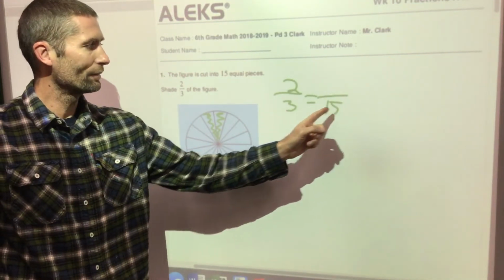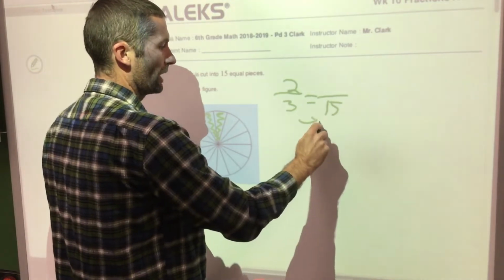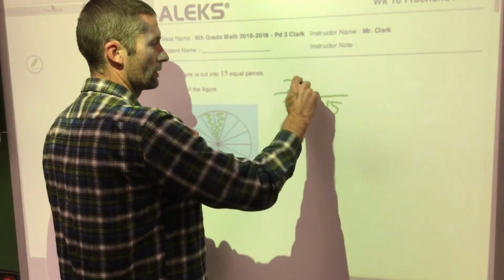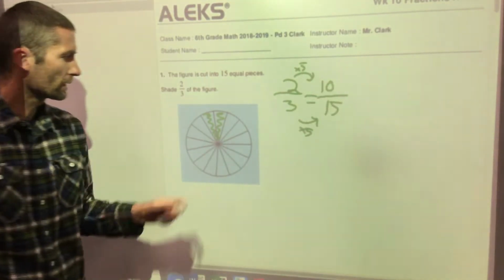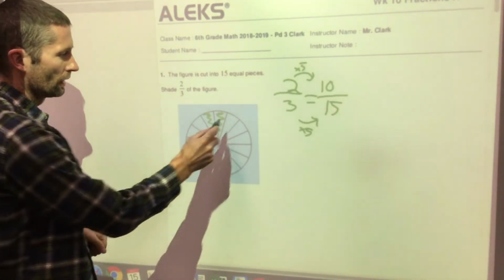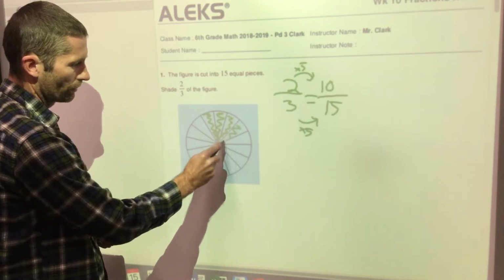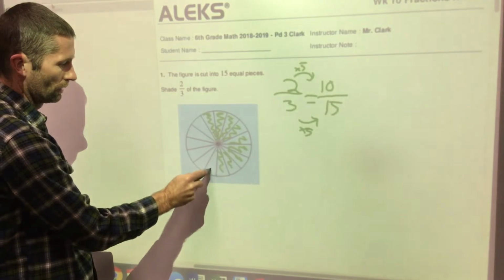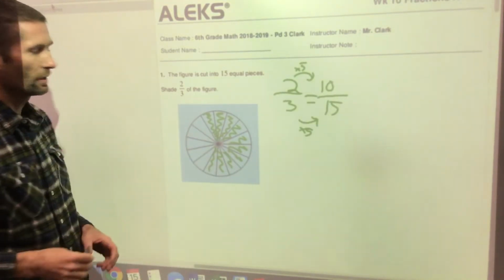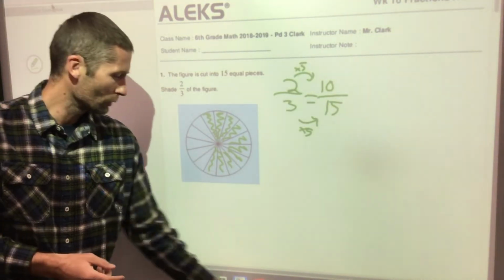So to get from 3 to 15, we're going to multiply by 5. So we're going to multiply this by 5. So it's 10/15ths. I could go through and shade 2 out of every 3, but I'm just going to shade 10 of them. And that should leave 5. So I shaded 10/15ths, which is the same as 2/3.